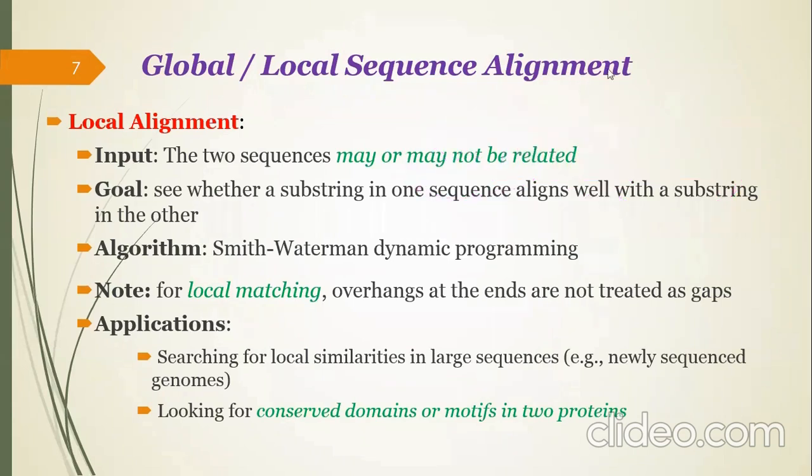ठीक है, so we will get the information from that by using Smith and Waterman dynamic programming. And applications are searching for local similarities in large sequences. So newly sequenced genomes जो है उसमें अगर हमने देखना है कि कोई specific region है, what is actually it relates to, we will go for local alignment. And next is looking for conserved domains and motifs. If we want to check for conserved domains and motifs in two proteins, better go for local alignment.